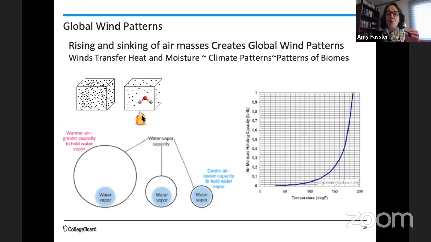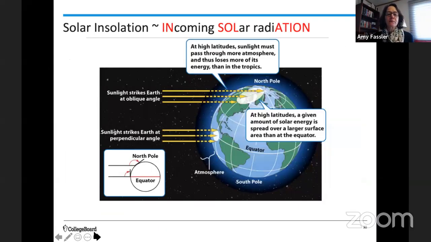So I'm creating wind patterns, but I'm also creating patterns in precipitation by the movement of these air masses as well. So let's see if we can take a step back for a minute and go back to how that surface got heated to begin with, and why isn't every place on the earth the same then?